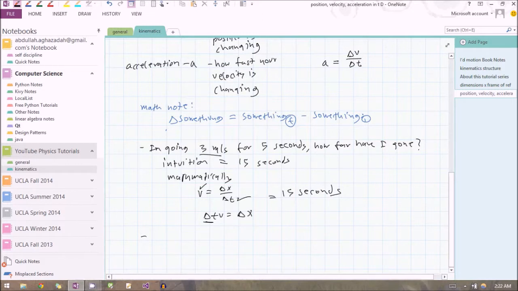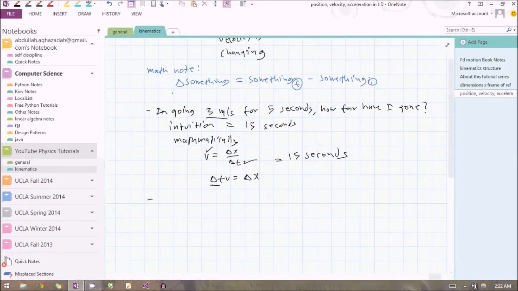And there are different situations. In some situations, you're given different variables and you're asked to find a different one. So it's easier for me to explain through examples. What if I told you something different? For example, this should not be seconds. My units are wrong here. If I'm going 3 meters per second for 5 seconds, how far did I go?